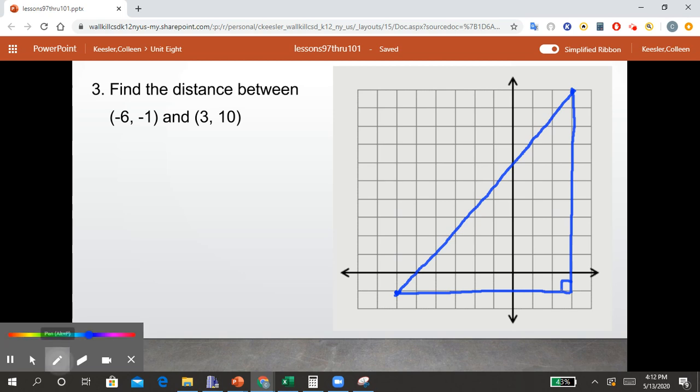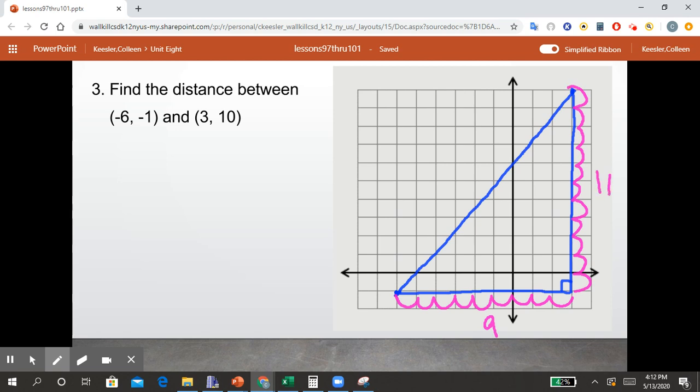So now we can find the lengths of the legs by counting. So horizontally, the bottom leg is 1, 2, 3, 4, 5, 6, 7, 8, 9 units long. And vertically, our side leg is 1, 2, 3, 4, 5, 6, 7, 8, 9, 10, 11 units long. So now we can use that in Pythagorean's theorem. a squared plus b squared equals c squared. Plugging in 9 for a and 11 for b allows us to solve for c.